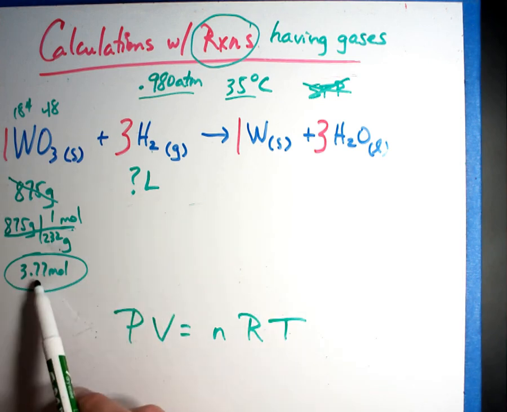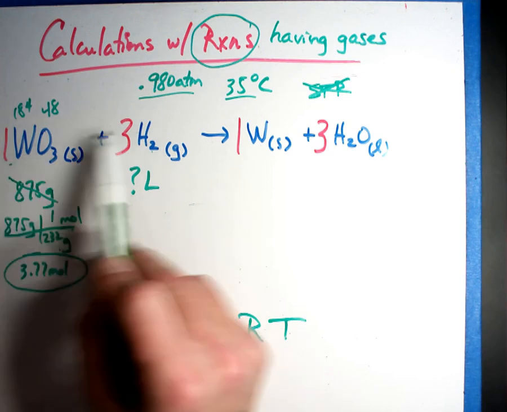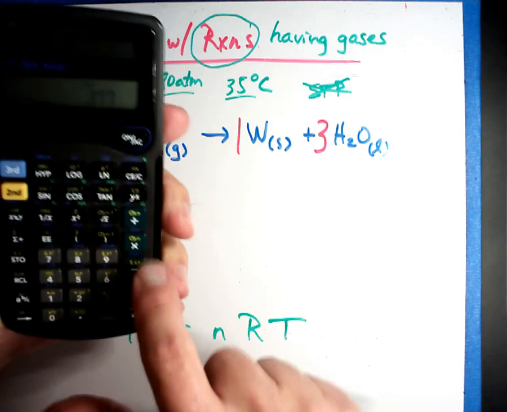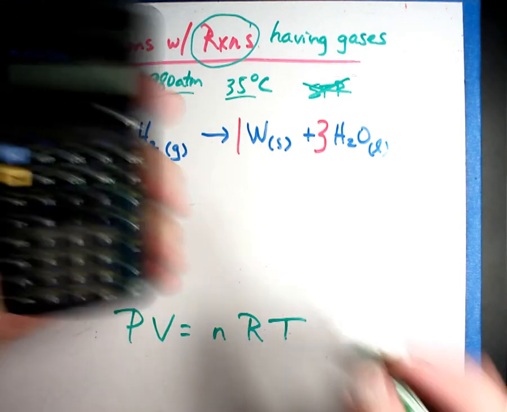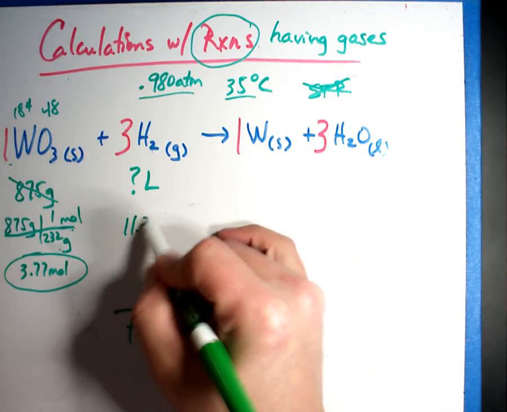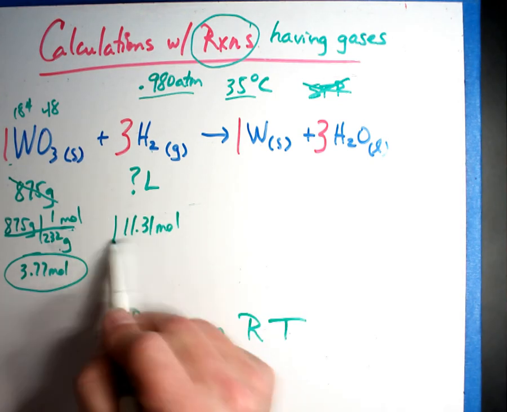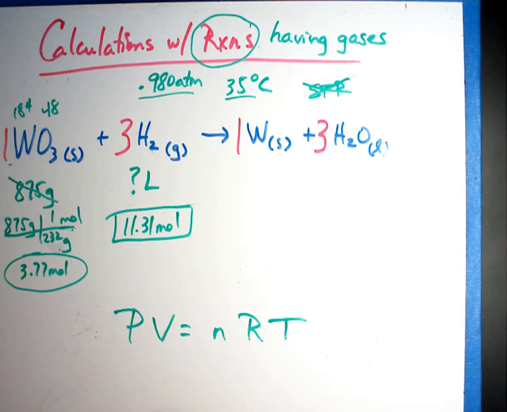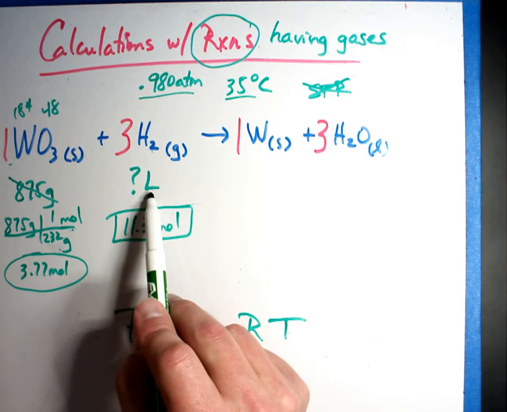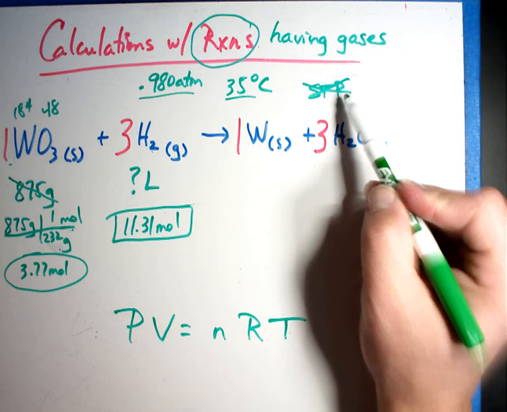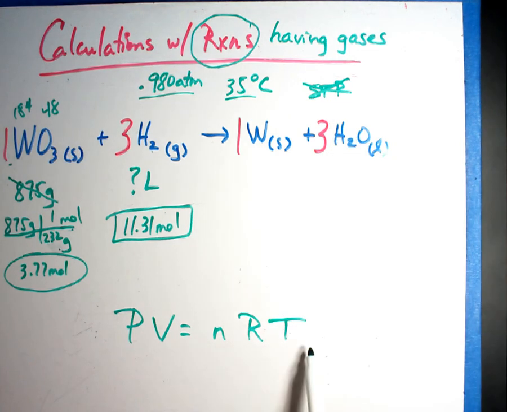So what I'm going to do is take 3.77 divided by 1, which is 3.77, times 3. So 3.77 times 3 is 11.31. What units? Moles. That would be the answer if they wanted moles. But the question asks for how many liters there are. Well, I'm not at STP, so I can't use 22.4, but I can use pivnert.